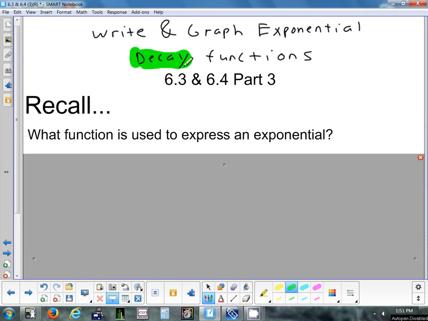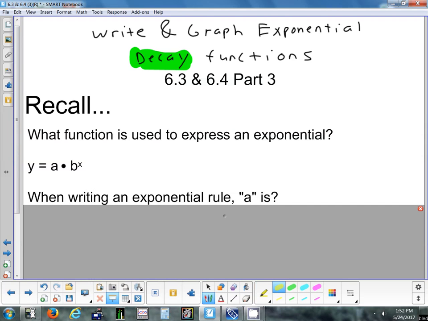What function are we going to use to express an exponential? We talked about this in the warm-up, we talked about writing a rule. What's that function we use? Not for a word problem, but the first set of problems we did in the warm-up. Ariel? Yeah, y equals a times b to the x.